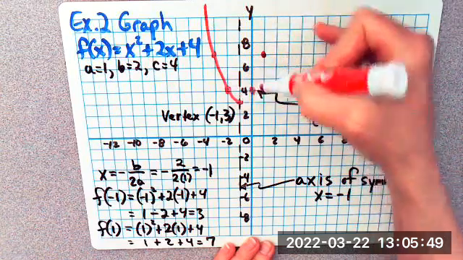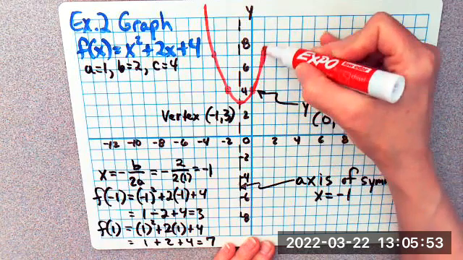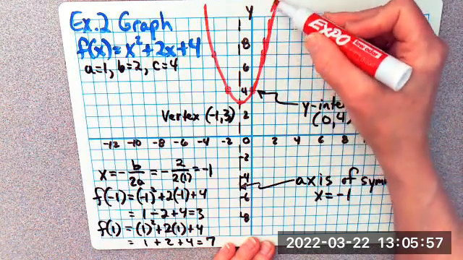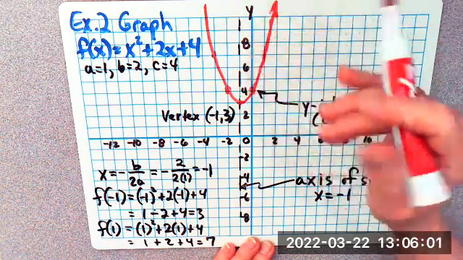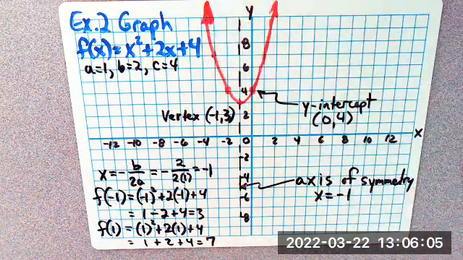Usually you just need 3 to 5 points for a parabola. 5 is always best if you can do 5, but sometimes it gets very large fast, so you can't quite do the 5. So that would be our graph of our parabola.